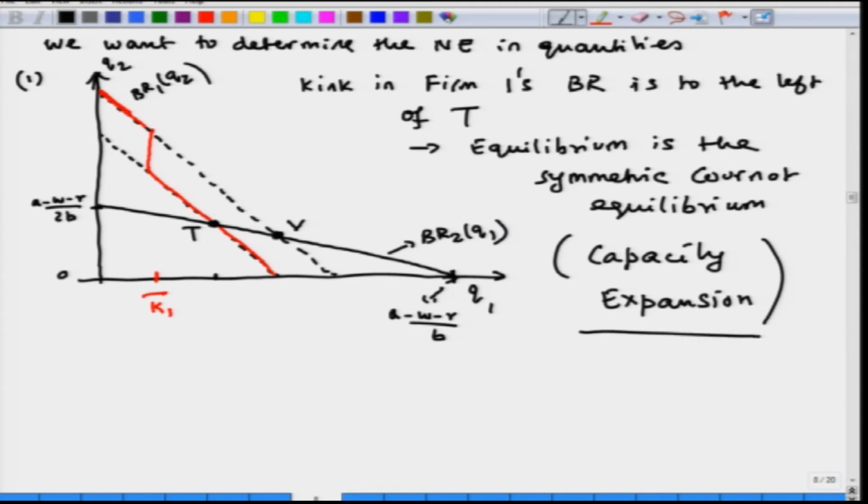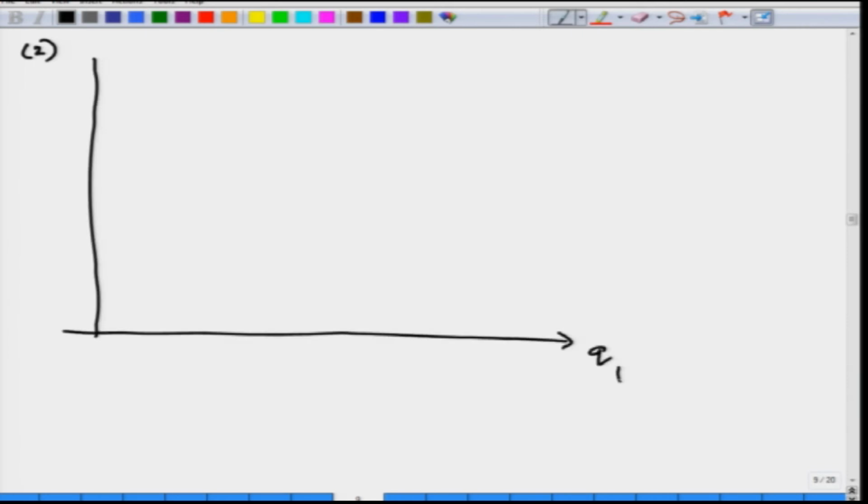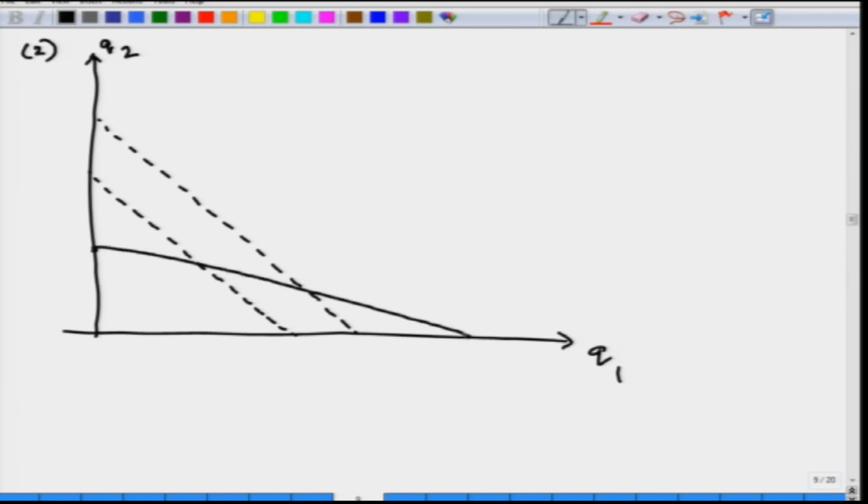So, this is one possible depiction of the Cournot outcome in stage 2. Let us look at a second possibility, right. So, the second possibility is, again let us first draw it and then we will characterize it. So, this is Q1, this is Q2. So, let us first get the best response functions for firm 1, these are the best response functions of firm 1 and firm 2's best response function essentially is this, and these points of intersection are T and V.